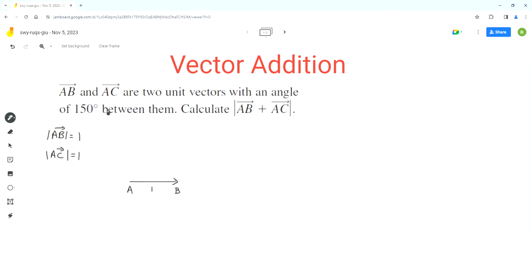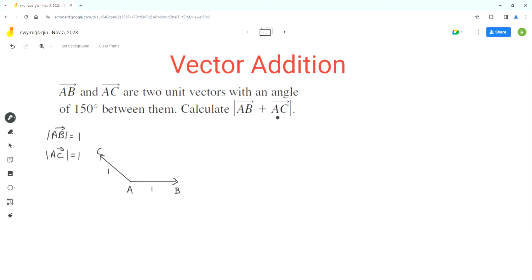Now we are given another vector AC and the angle between these vectors is 150 degrees. Now 150 degrees is an obtuse angle. So vector AC will be drawn somewhere here. So this point A is common to both vectors. So this will be vector AC and the magnitude of this vector is 1. Now we have to calculate the magnitude of the sum of these vectors, which would be the resultant.